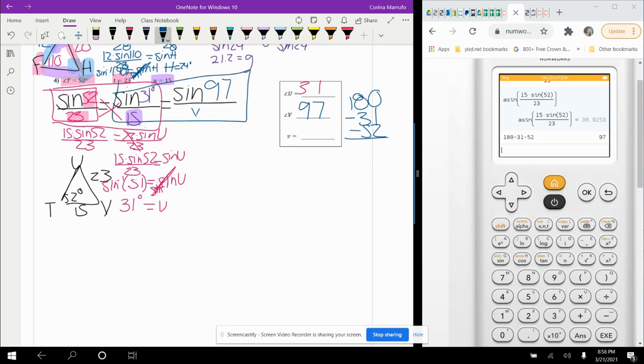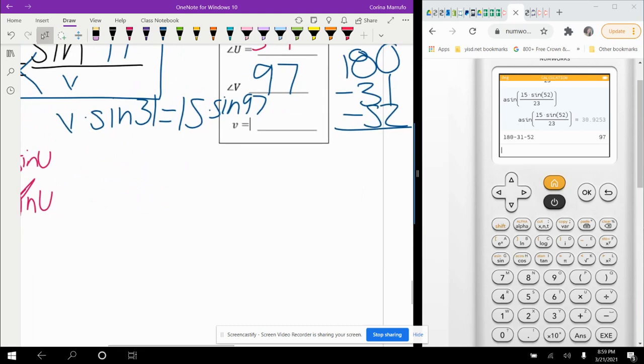And so I have these two. I go ahead and cross multiply these. So I have V times sine of 31 equals, and then I multiply 15 times sine of 97. Go ahead and zoom in on that. I'm looking for V, so I need to cancel out the sine of 31. So I divide both sides by sine of 31. This cancels, and I'm just left with V.